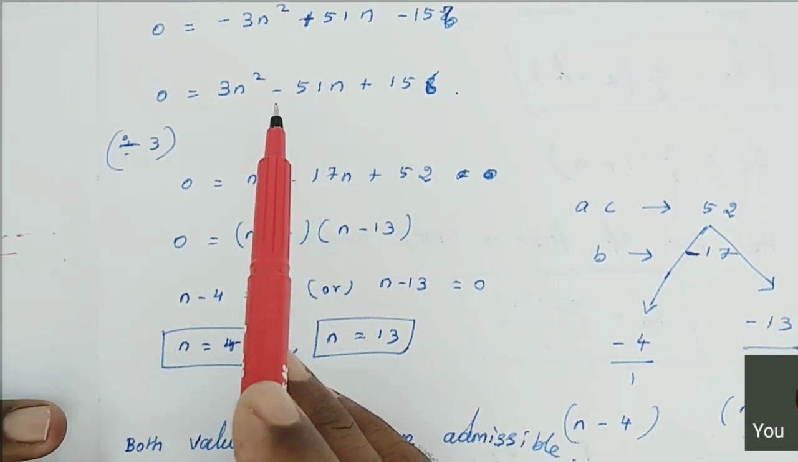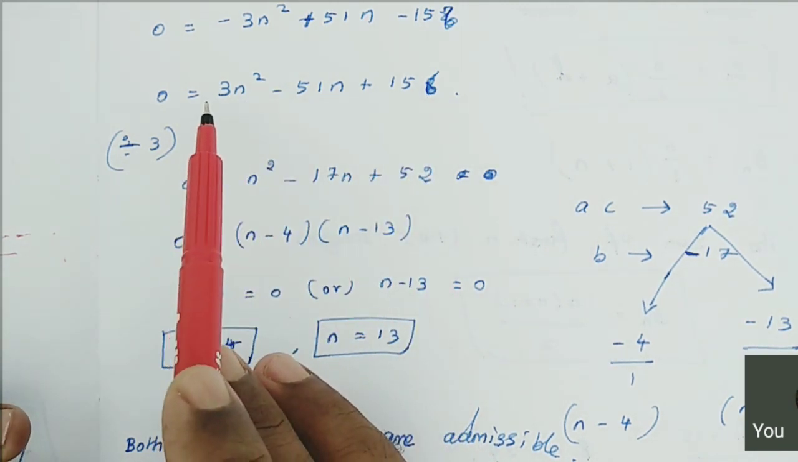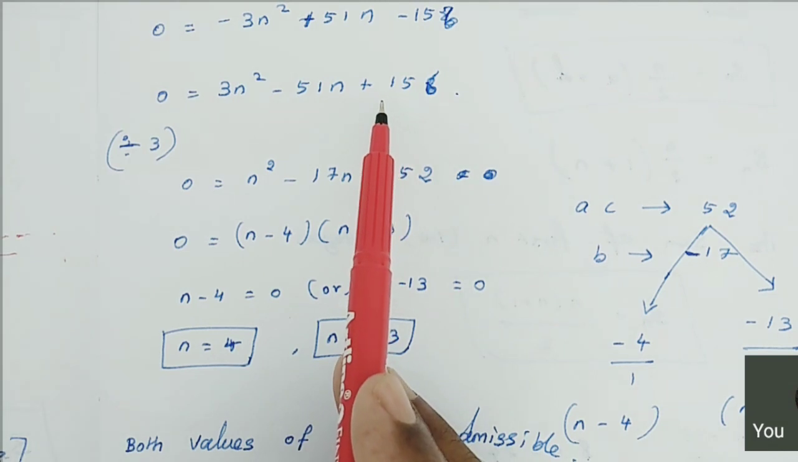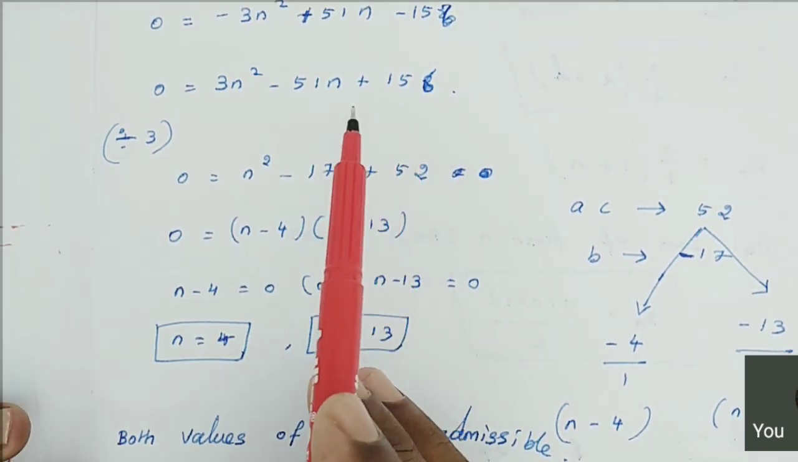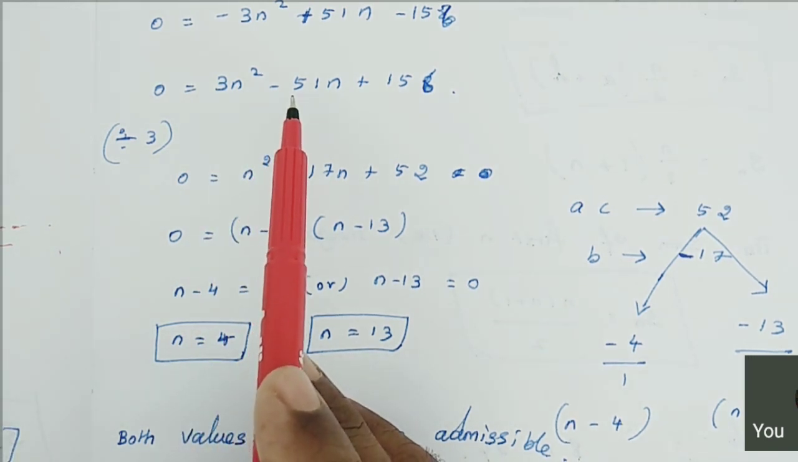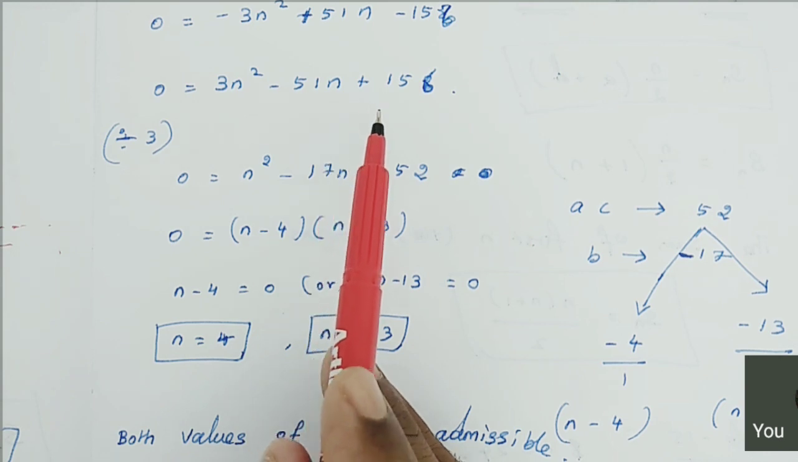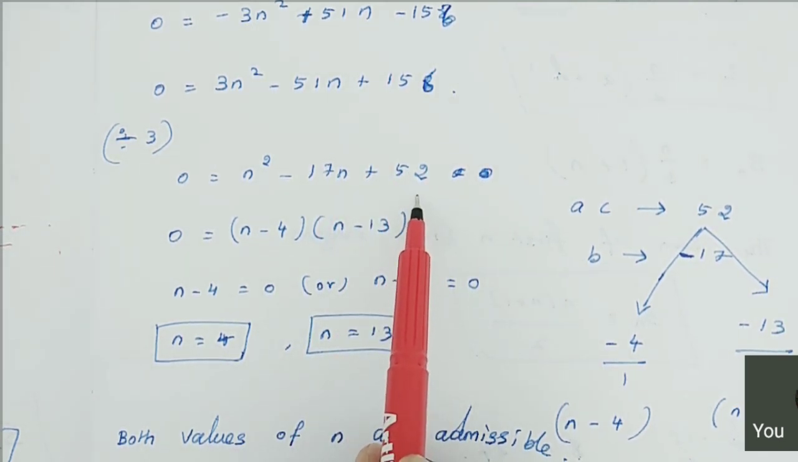Next step. 3 is common in all the terms, right? So I just divide by 3. The entire equation can be divided by 3. So it became n squared; 17 threes are 51, so that is 17n; and 52, since 52 threes are 156. Are you clear?